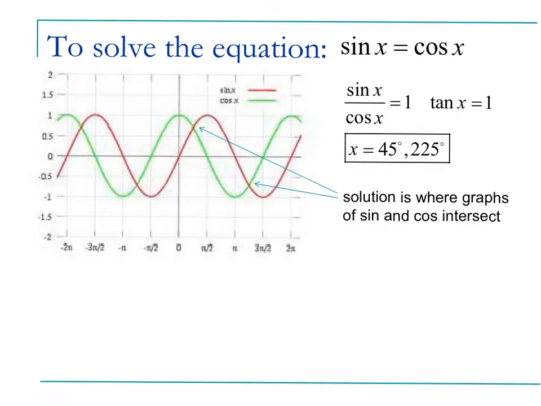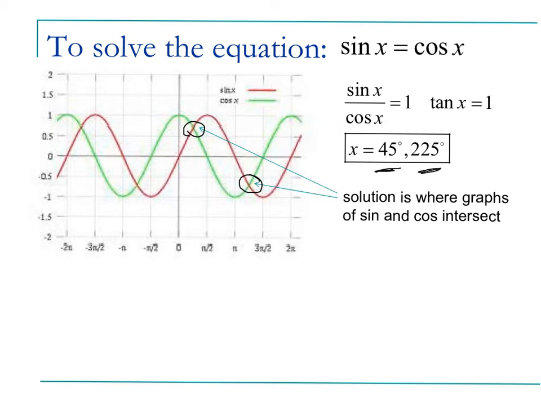So if we remember back, to solve the equation sine x equals cosine x, you want to look and you see the two equations that I have here. Here's the sine of x and here's the cosine of x. So you're trying to figure out where they're equal to each other between 0 and 360. And if you're looking at graphs, you can see that they're equal right here and then right here. And that corresponds to 45 and 225.